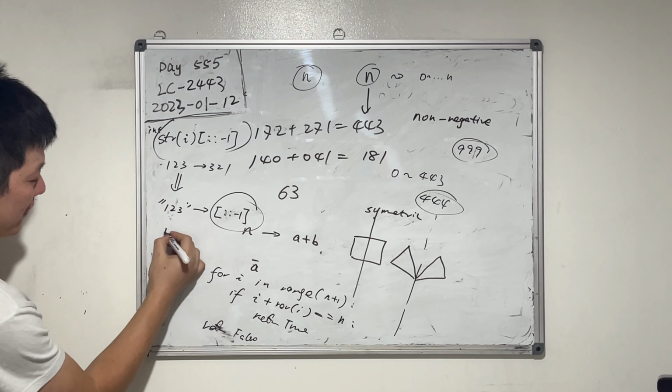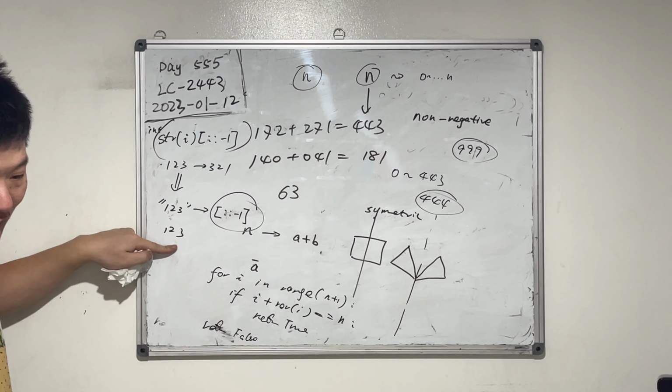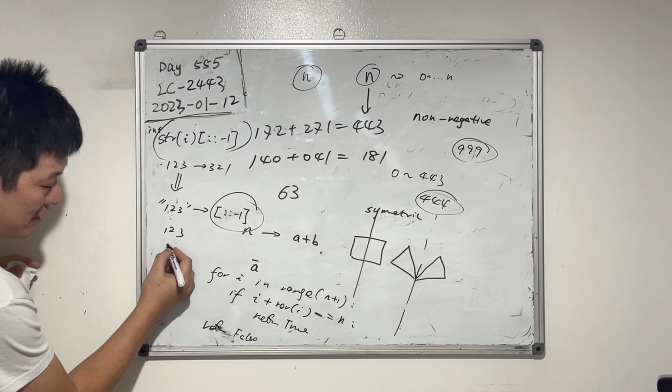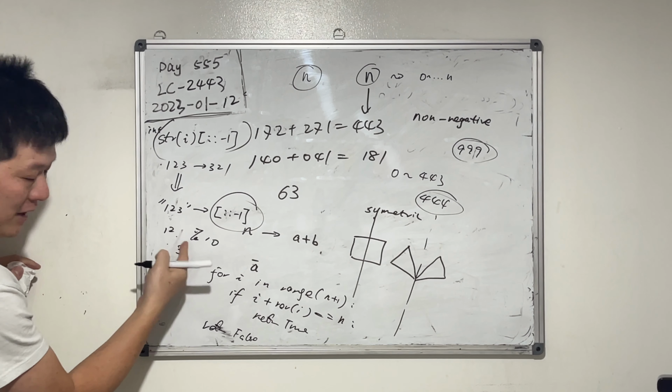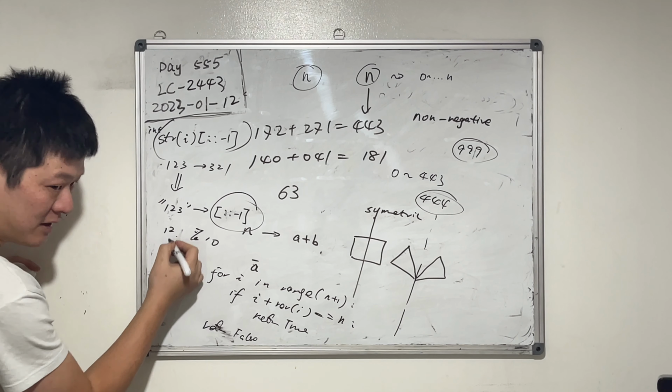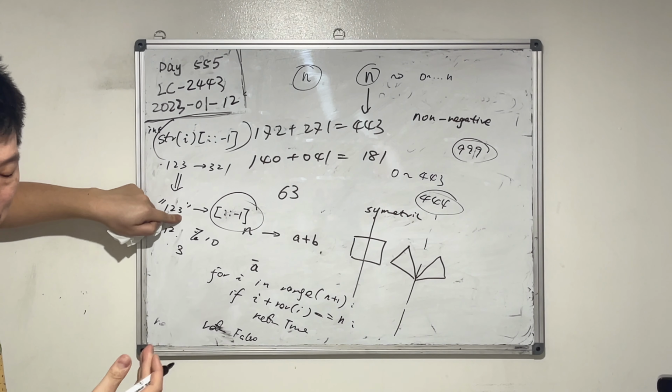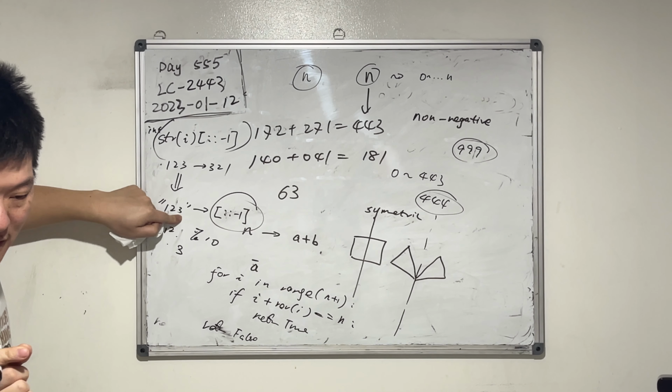Another way: 1, 2, 3. How do we get the 3? Modulus 10, right? And then we get rid of the 3 by dividing by 10. And then we keep doing this: extract the rightmost digit, the ones digit, and then we remove it.